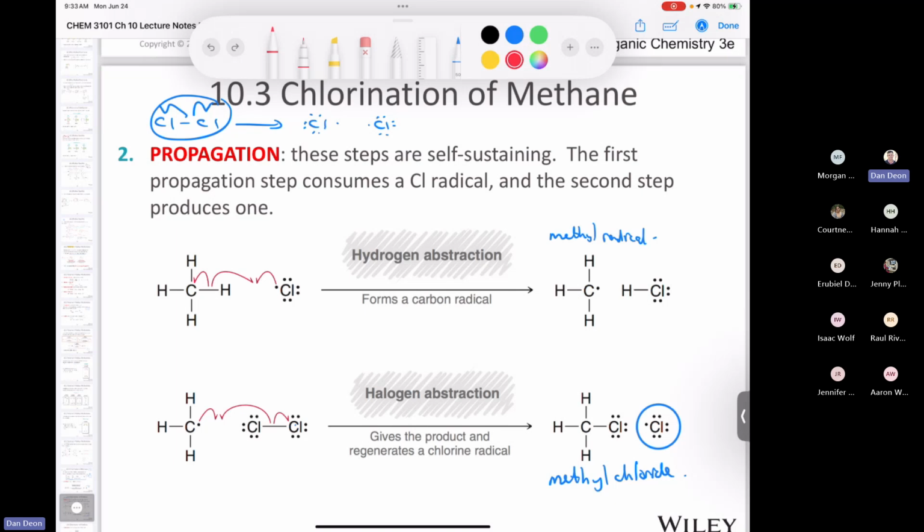You don't need to make a whole bunch of these, okay? You only need to break it apart once or twice, and then this is going to keep reacting. So this is the definition of a chain reaction. It just perpetuates itself. Once you form a chlorine radical, it can react, sure, but then it forms a new chlorine radical. So it makes one for you once it reacts.